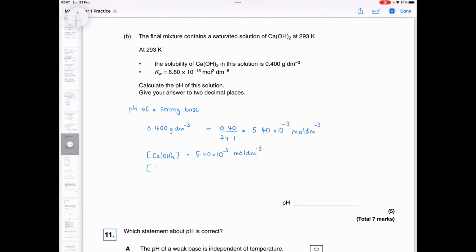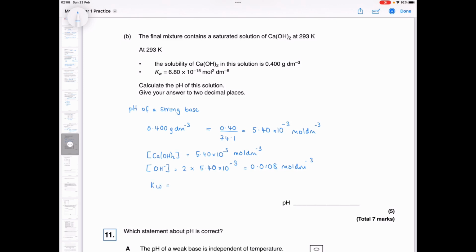The concentration of OH minus is 2 times that, because each mole of calcium hydroxide produces 2 moles of hydroxide in solution, completely dissociated, because it's a strong base. 2 times 5.40 times 10 to the minus 3. And so that is equal to 0.0108 moles per decimetre cubed.